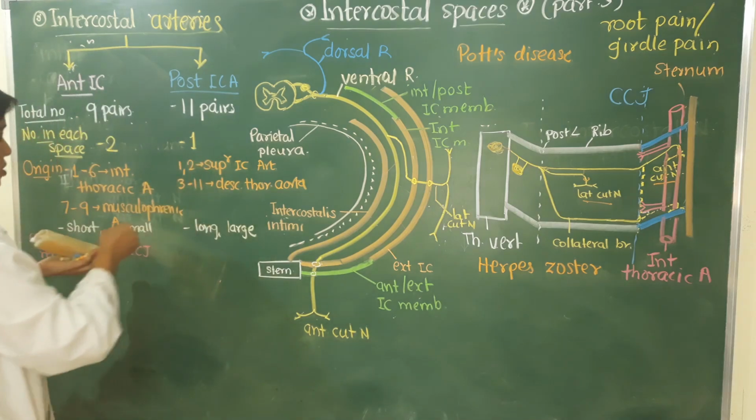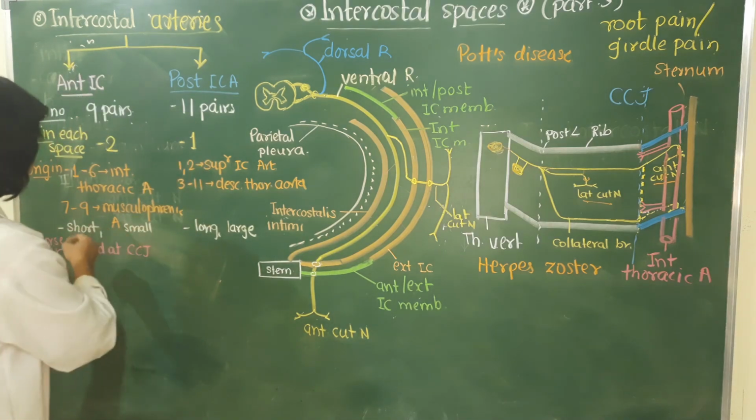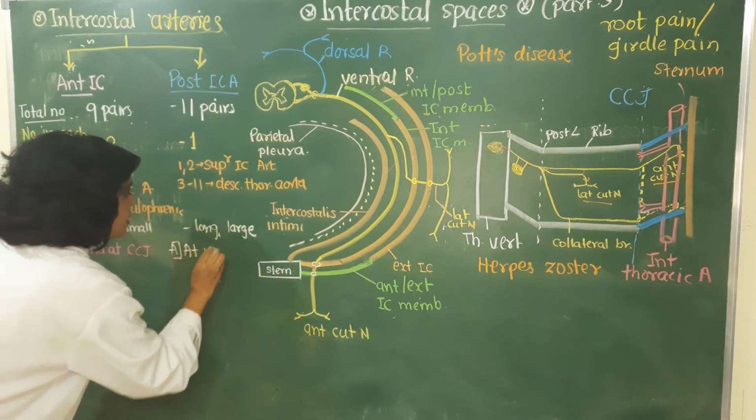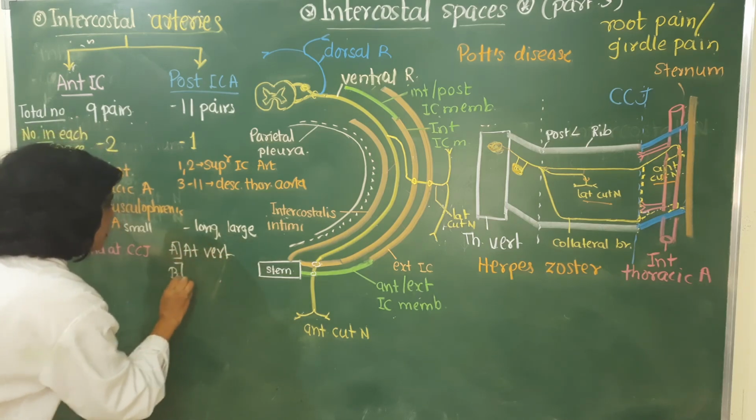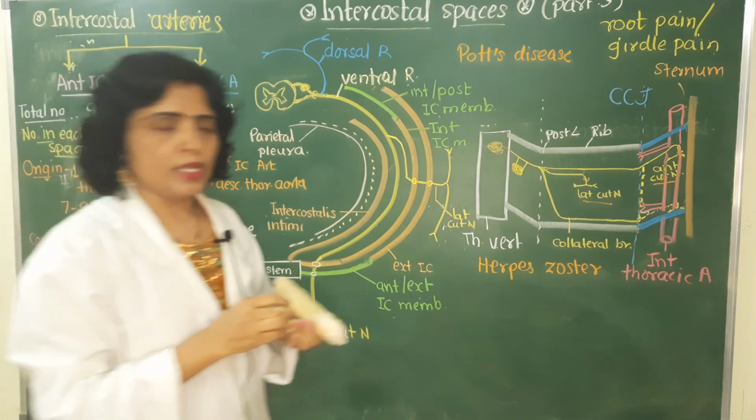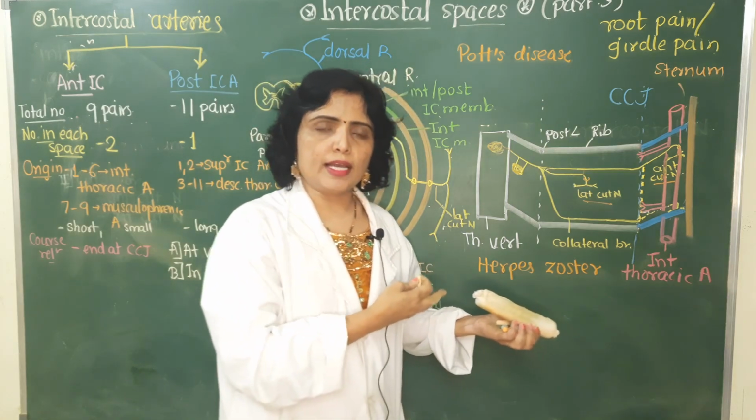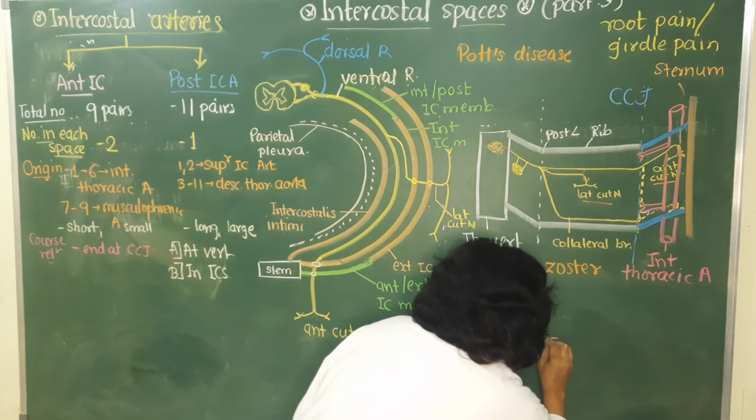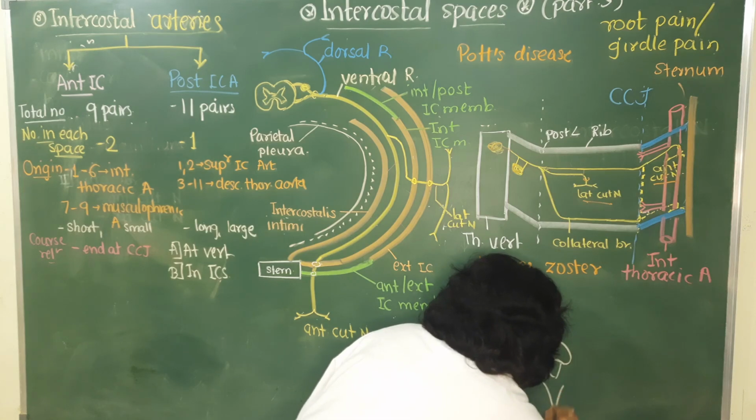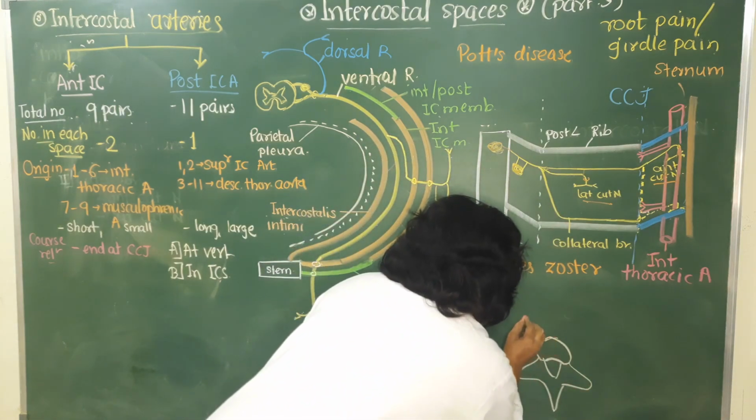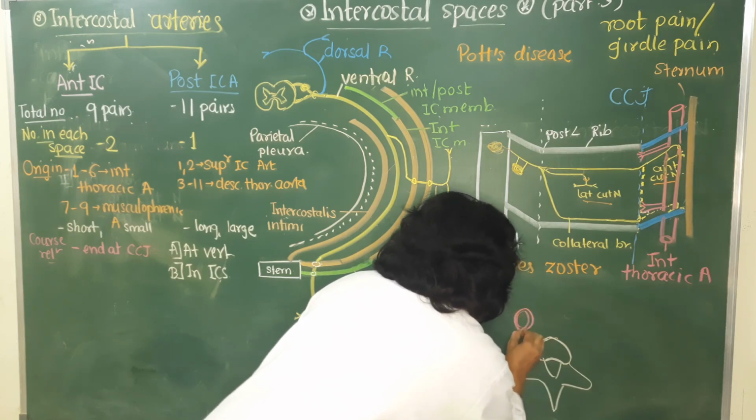Now for the posterior intercostal artery, we will divide the course into 2 parts, at the vertebra and in the intercostal space. What are the relations? At the vertebra, because the thoracic aorta lies near the thoracic vertebra. Suppose I draw here the thoracic vertebra, body, transverse process, spine. Okay, and here the thoracic aorta lies on the left side of the midline.